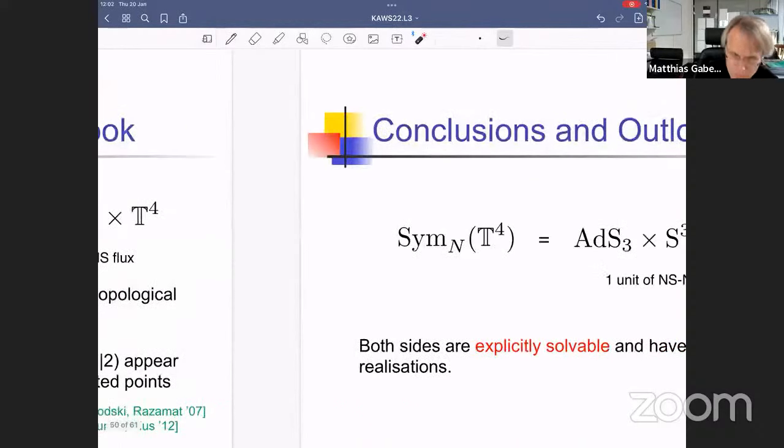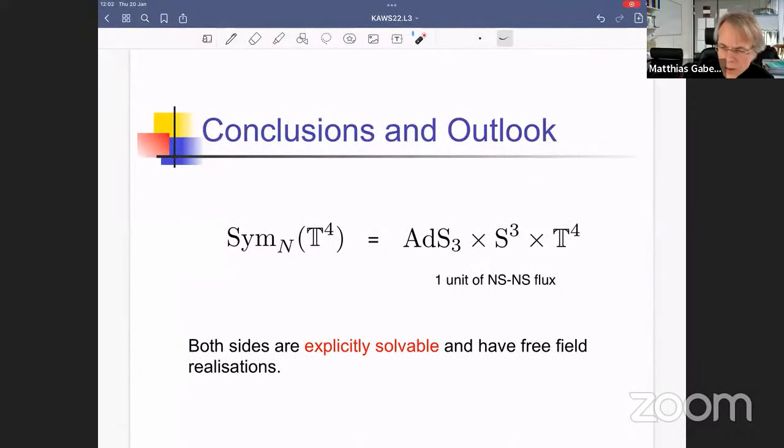What's key is that both sides are explicitly solvable, have free field realizations, and therefore you can really check this to your heart's delight. And since we've written these papers, we've performed some more checks, and there are many more you can do. And this is really a laboratory where you can separately understand everything on the left-hand side and on the right-hand side and see exactly how they fit together.